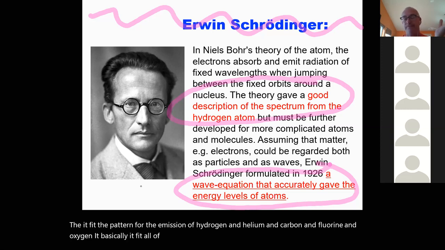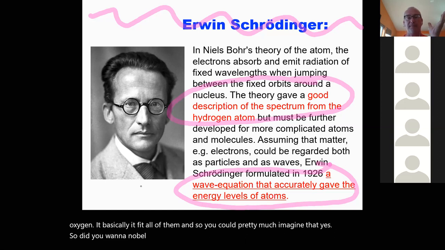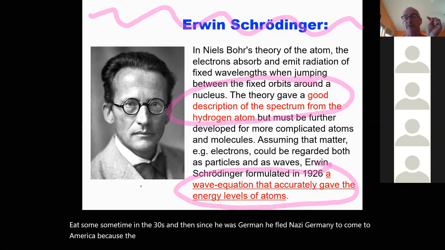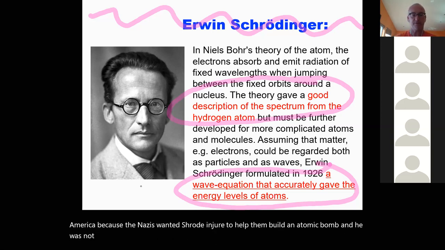And so you could pretty much imagine that, yeah, Schrödinger won a Nobel Prize too, I think sometime in the 30s. And then, since he was German, he fled Nazi Germany to come to America, because the Nazis wanted Schrödinger to help them build an atomic bomb, and he was not interested in doing that. So Schrödinger was a pretty cool dude.